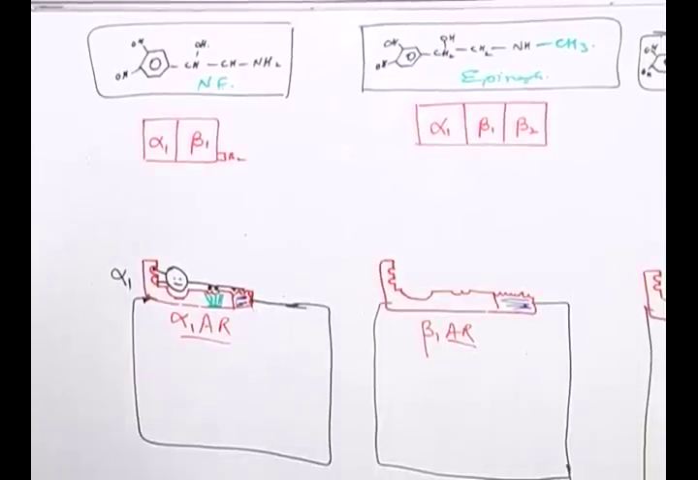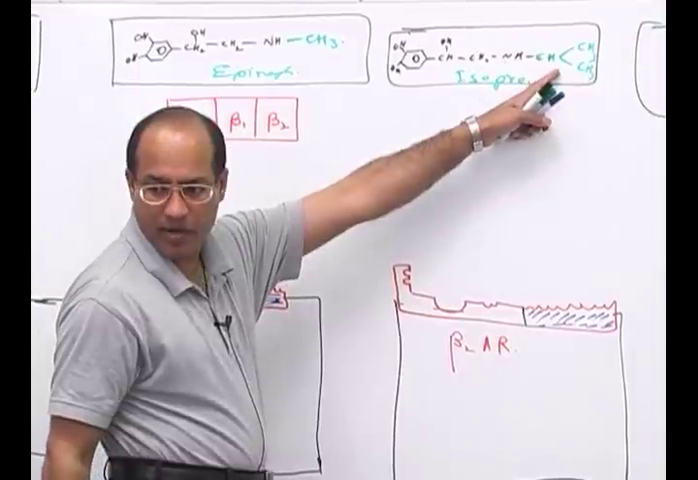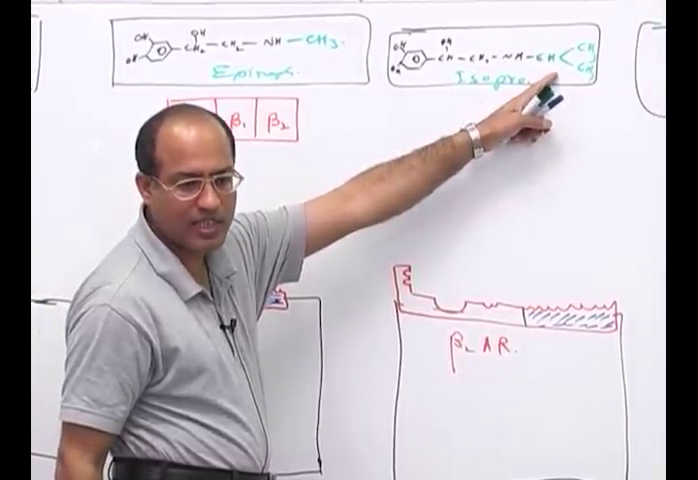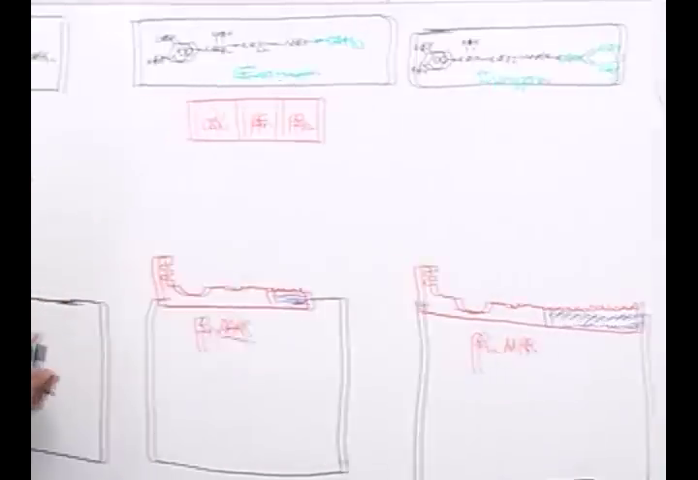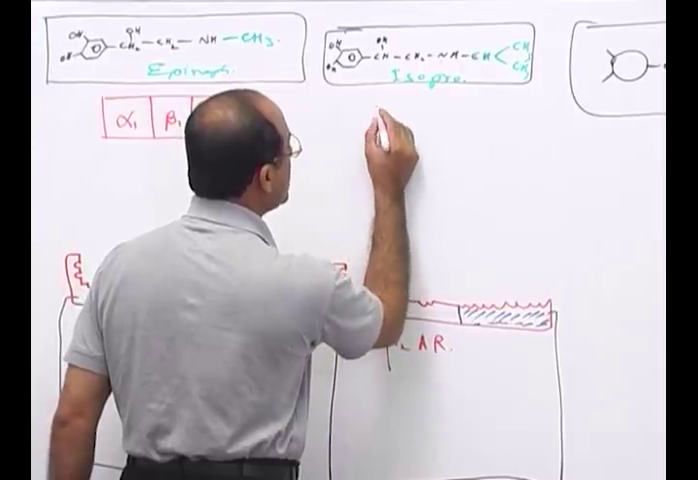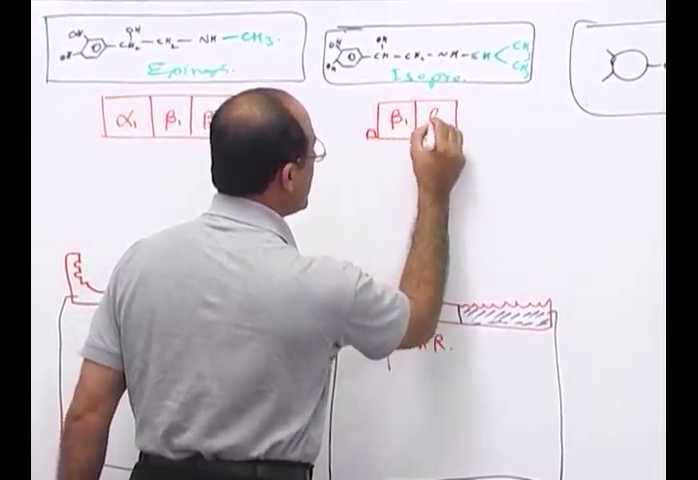Is that right? Look here, we have made it heavier on the amino end: isoprenaline. And if isoprenaline has been made heavier, will it bind with alpha 1? No. So its alpha 1 action will be shrunken, but what will be the real action? Beta 1 and beta 2.